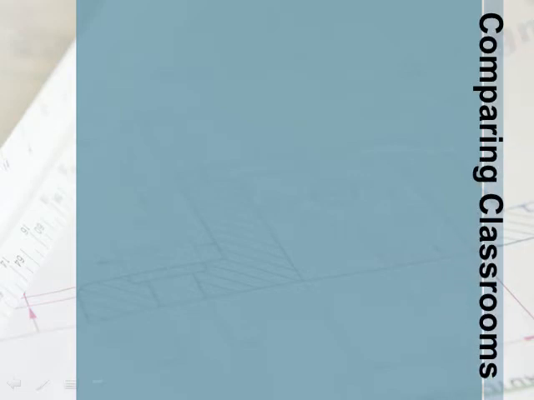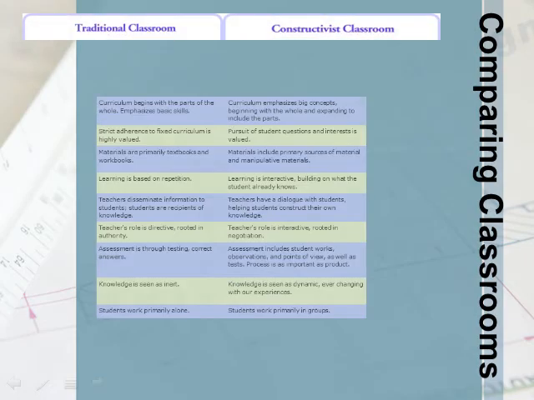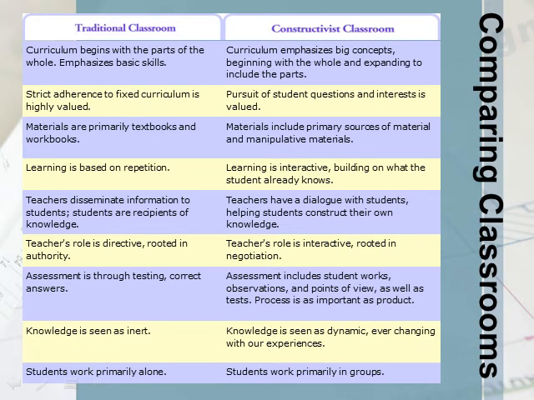This brings us to the practical comparison of a traditional classroom and a constructivist classroom. The differences clearly show a shift in focus for both teacher and student. In the traditional classroom, curriculum begins with the parts of the whole, and it emphasizes basic skills. But in constructivism, big concepts are emphasized, beginning with the whole and then expanding to the parts. In the traditional classroom, strict adherence to fixed curriculum is highly valued. But in the constructivist classroom, pursuit of student questions and interests is valued.